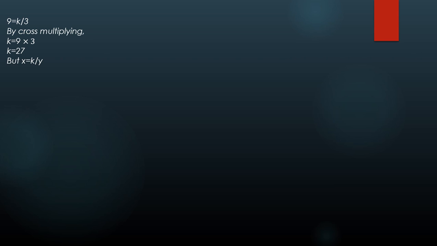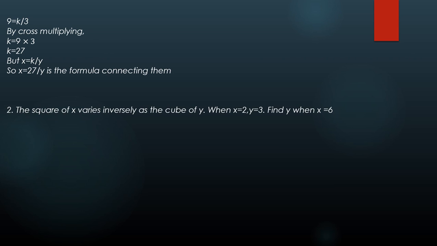But then we have to find our formula connecting them. How do we get our formula connecting them? We only need to put in our k value. So our k value now becomes x equals 27 over y. And this is the answer they're asking for. So let's try another example.